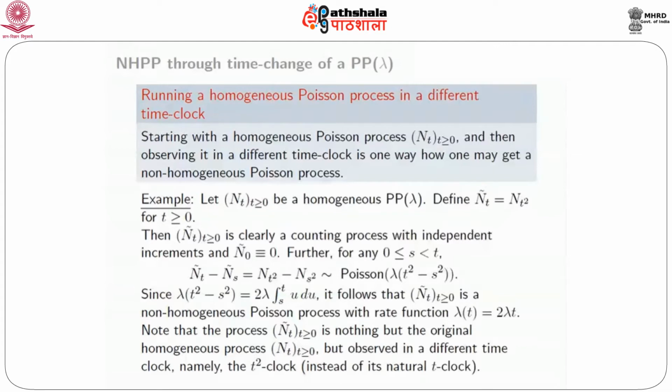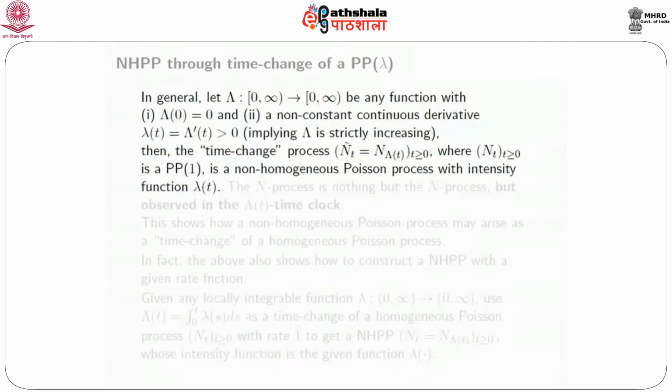In general, let capital Lambda from [0, infinity) to [0, infinity) be any function with, first of all, Lambda 0 equal to 0, and second, having a non-constant continuous derivative lambda t equal to capital Lambda prime t positive, which would imply that capital Lambda is strictly increasing. Then the time change process, namely N tilde t equal to N at Lambda t, for t greater than or equal to 0, can be easily seen as a counting process, and one can actually see that it's a non-homogeneous Poisson process with intensity function lambda t.